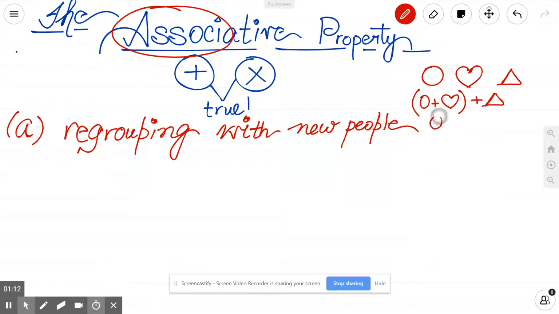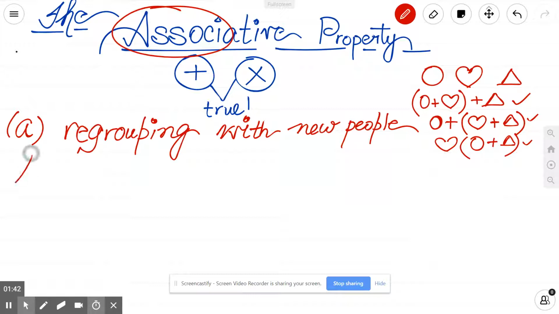Another way to associate them is I'll have the circle first, and then the heart and triangle will be associated. And then there could be another way: I'll have the heart shape outside, and the circle and triangle associated together. So in all of these three ways, students, our answer will be the same. If I multiply them or add them in these three different ways, our answer will always be the same. So that is basically our property here.